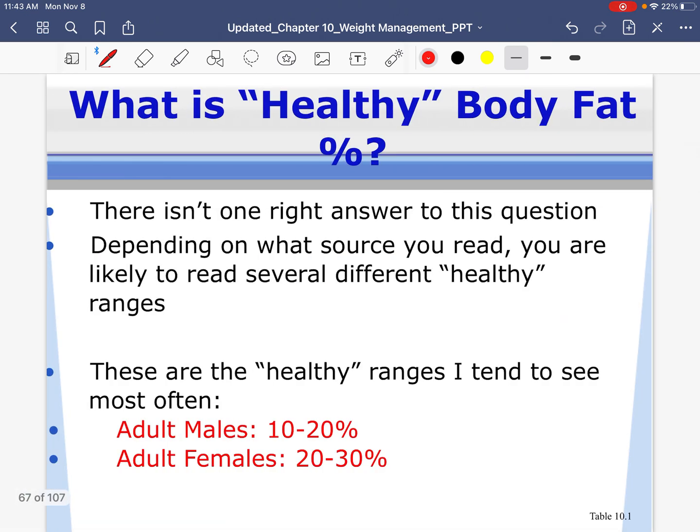So again, you should know each of these techniques and you should know how they are done. You should know which is the most accurate and which is the least accurate.